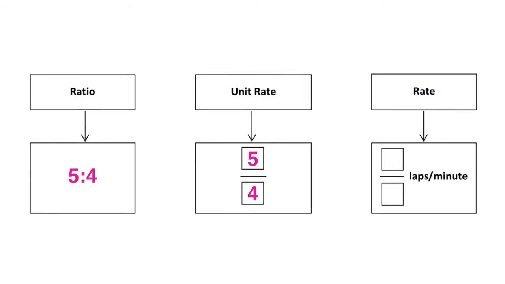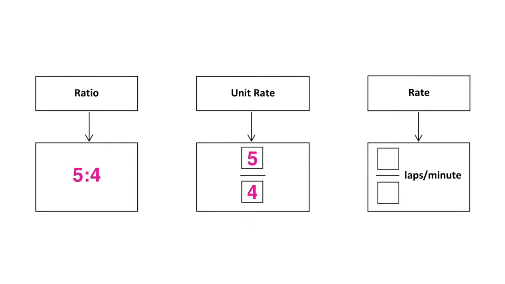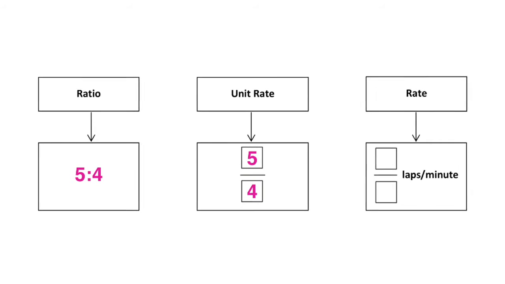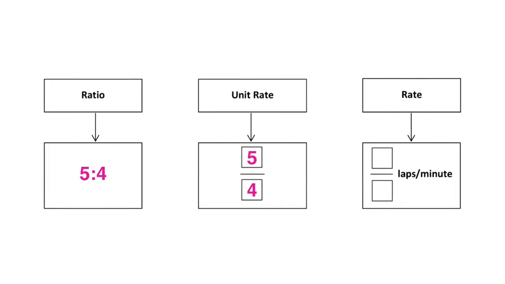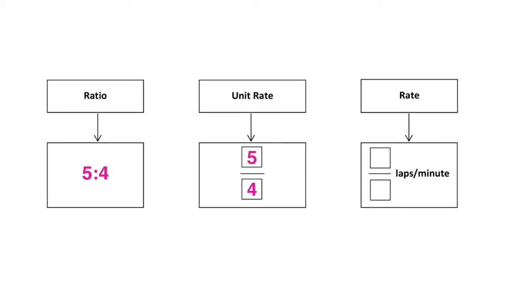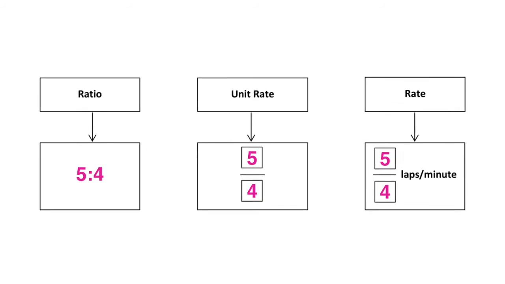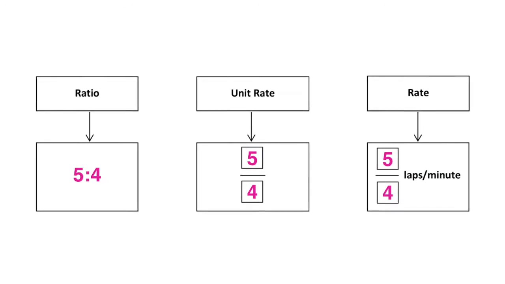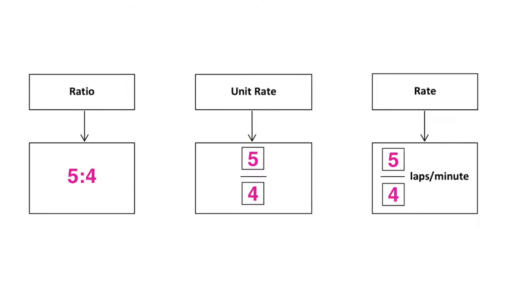Well, earlier we found that it was 5/4 because we divided both sides of the ratio by 4, making sure that we had 1 unit. 5/4 is our unit rate. What about our rate? Our rate is the same thing. It's that 5/4, except we need to write it as a ratio. 5/4 laps to every minute.